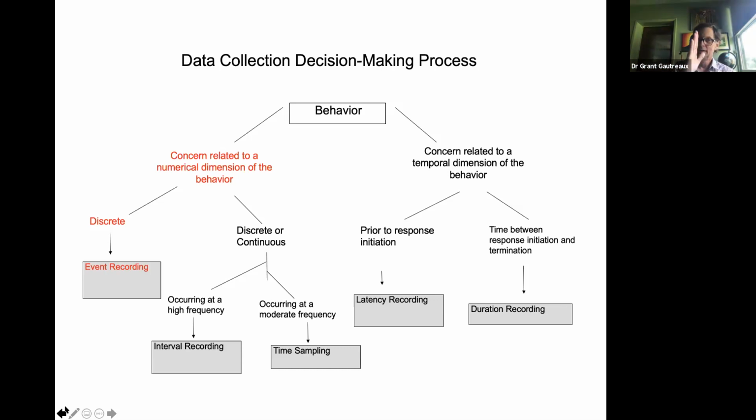All right, so that's pretty much it. There's some variations of these, but these are all the main categories. So if you are collecting data in a different way, we need to have a conversation. If you're collecting learn unit data, it would fall under discrete and event recording.